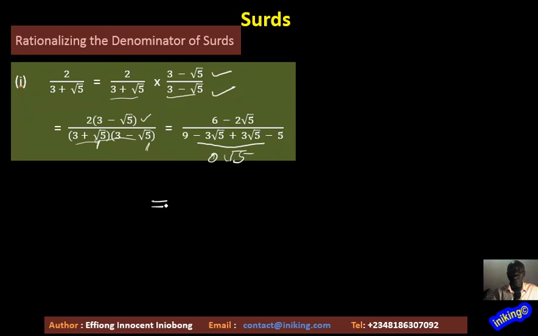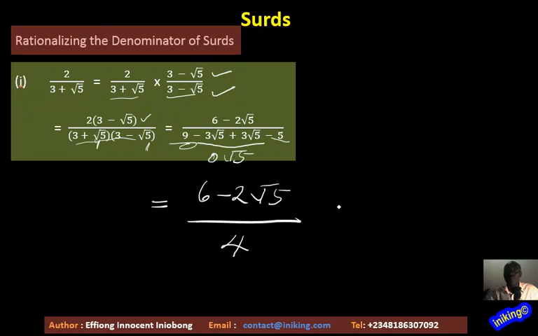So we proceed and say, therefore, this is what? 6 minus 2 root 5 divided by what? 9 minus 5, because this one is gone, 0 root 5. So 9 minus 5 is what? Is 4. You may leave it that way. But I think I can do some simplification here. Why? I can see that 2 is common here, and I can take care of 4 also. I say 2 out. That gives me 3 minus root 5.